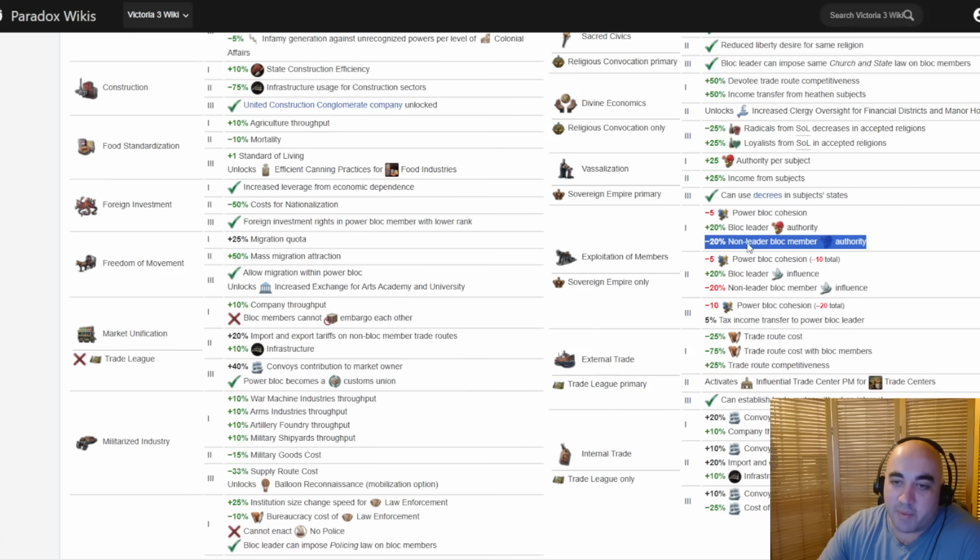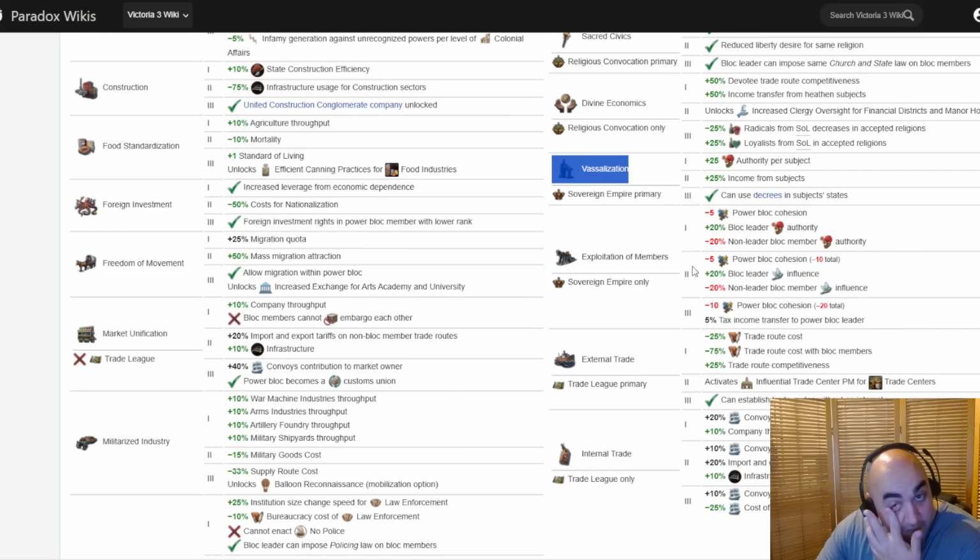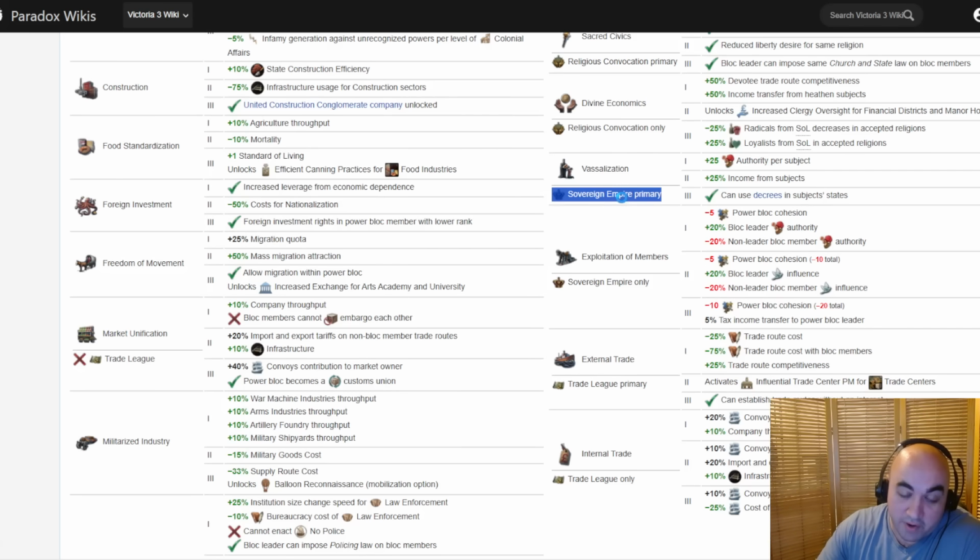And non-block leader member authority minus, and then here you'll get another -5 for -10 total. You'll get extra influence, but here's the thing. I think if you want to get influence, it's much better to go external trade, which everyone can do. It's just trade league primary, it's not trade league only. So if you want to generate influence, I think you go external trade. If you want to generate authority, I think you go vassalization. And I think vassalization is just considerably better than sovereign empire primary.